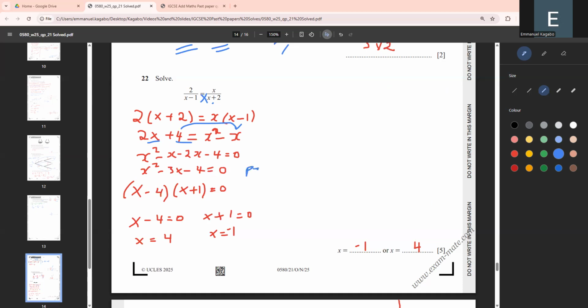Product and sum: product will give me minus 4, sum is minus 3. And the two numbers will be minus 4 and positive 1. Those are the two numbers you add to get negative 3. When you multiply them, you get negative 4. So when you're multiplying two numbers and get 0, each of them should be equal to 0, or one of them equal to 0. That is your answer here.